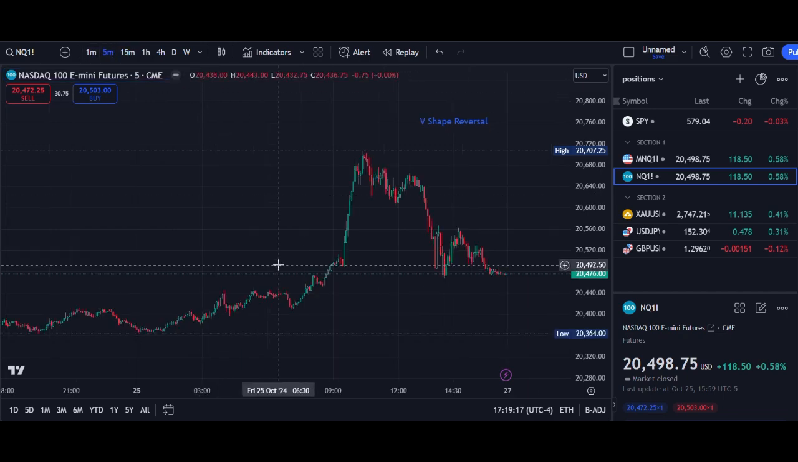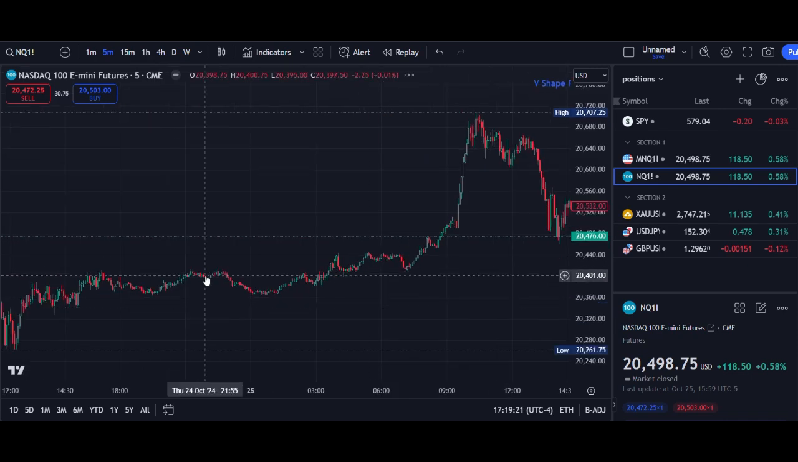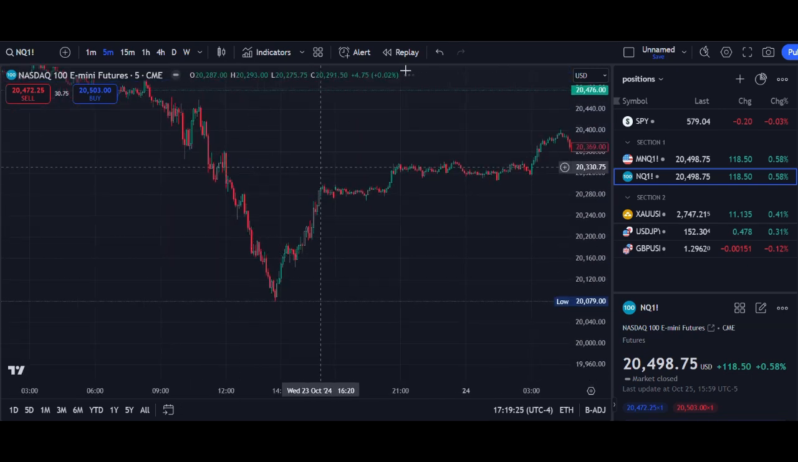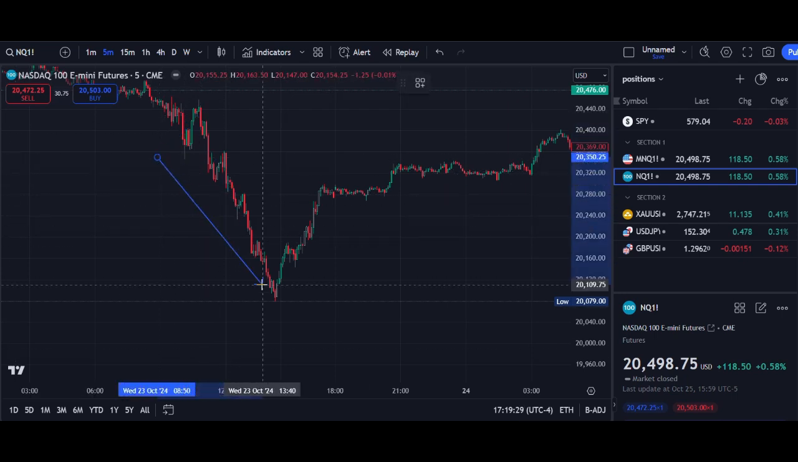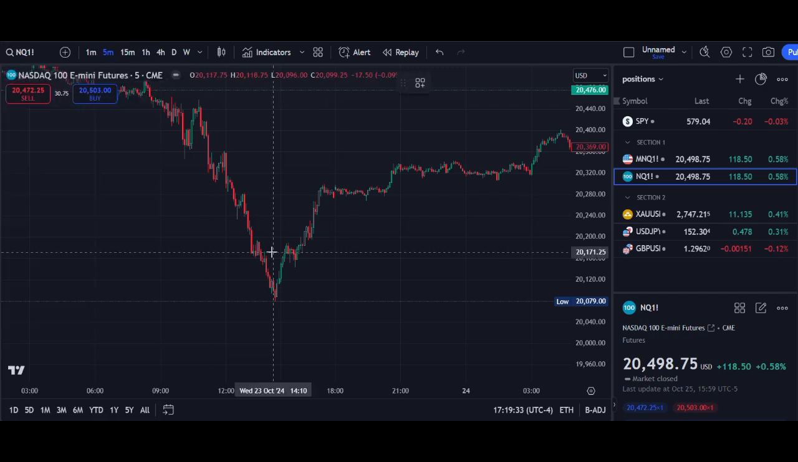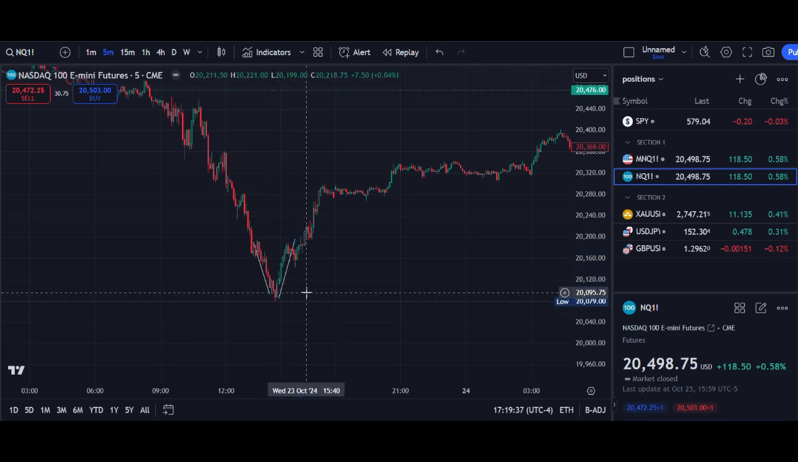V-shaped reversals usually happen after a sharp drop. So you want to see a sharp drop before the actual V-shape. So kind of like this. This is a perfect example of a sharp drop, and then you have your V-shaped recovery right here, from here to here. Okay.